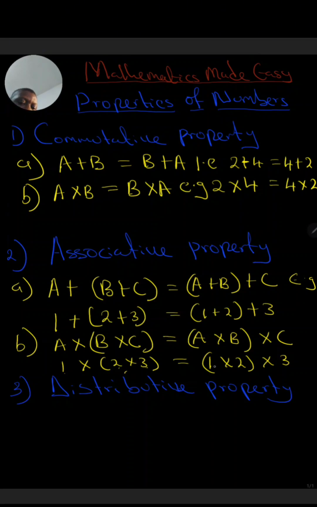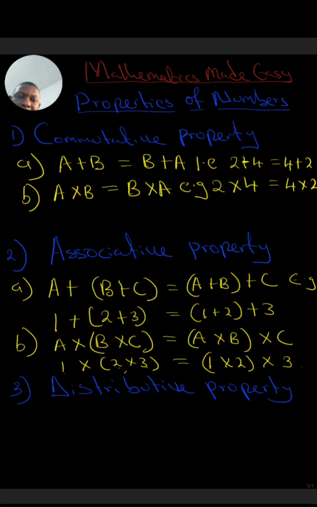The same thing occurs here. 1 times 2 is 2. To clear this bracket, you multiply by an invisible 1. 2 times 1 is the same 2. And then that same 2 times 3 still gives you 6. So you've seen that in multiplication also, changing the grouping of the numbers does not affect the answer you get. This is the associative property of numbers.